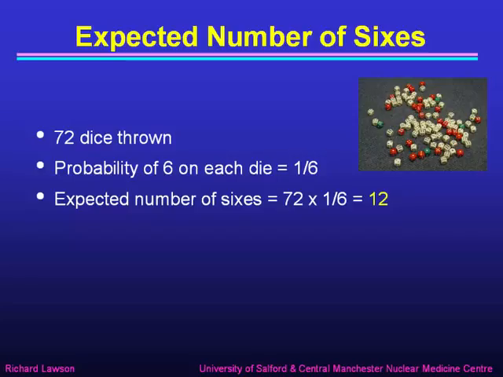Well, the probability of a 6 on each die is 1 out of 6, so the expected number of sixes must just be 72, the number of dice, multiplied by 1/6, the probability for each die. 72 times 1/6 is 12. So we expect 12 sixes every time we throw.